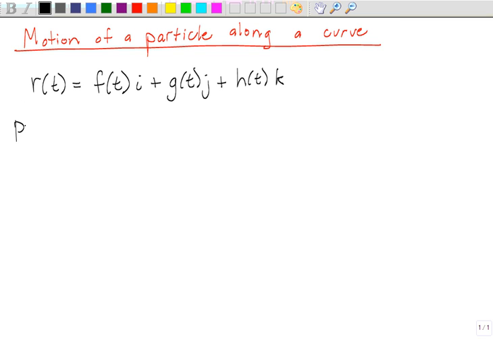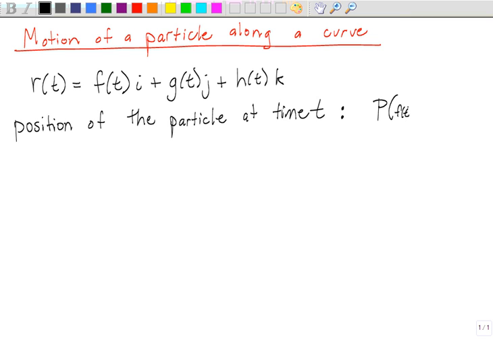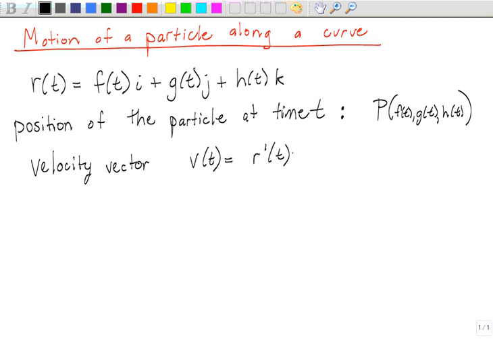And let's let the position of the particle at time t be represented as p(f(t), g(t), h(t)). So that'll give its position. The velocity vector will be given by v of t, and that's going to be the same as the first derivative of r.